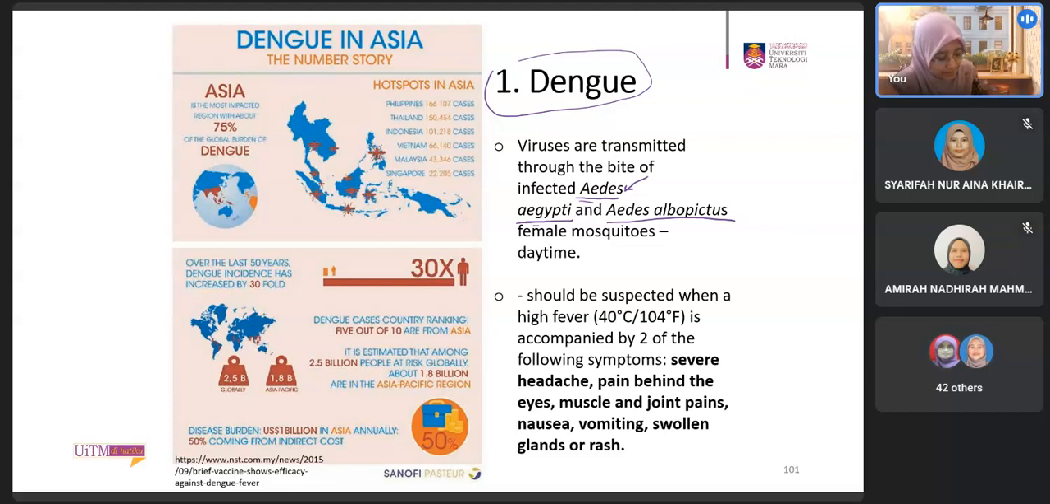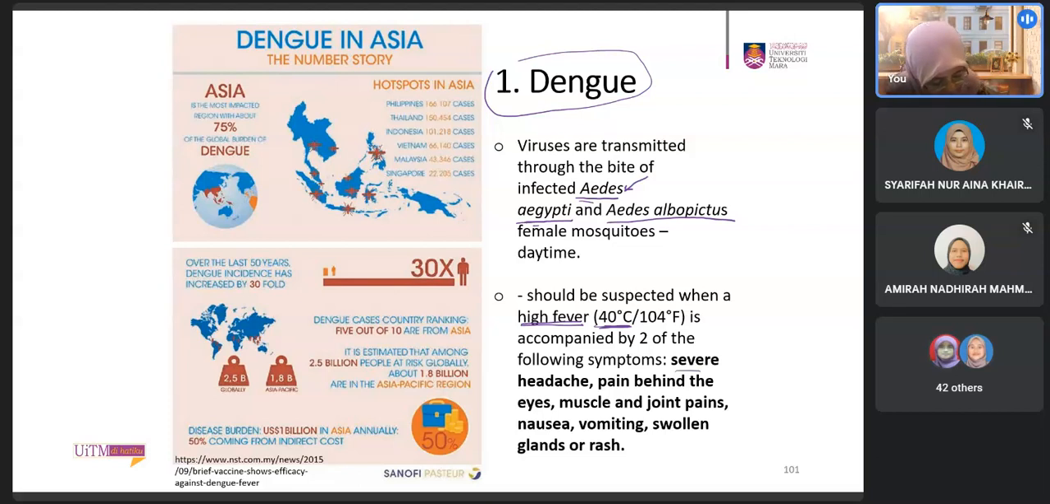Okay, so which is female mosquito, daytime should be suspected when the person have high fever. So ini adalah simptom lah untuk orang yang dijangkiti dengan dengue. Okay, ada dengue. Okay, so should be suspected when a high fever, which is the body temperature can be up to 40 degrees Celsius, which is accompanied by two of the following symptoms, which is severe headache, pain behind the eyes, muscle and joint pains, nausea, vomiting, swollen glands, and also rashes.